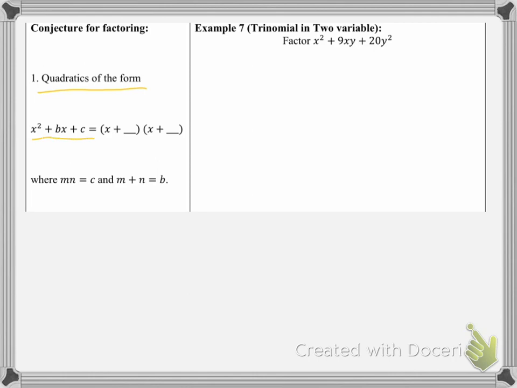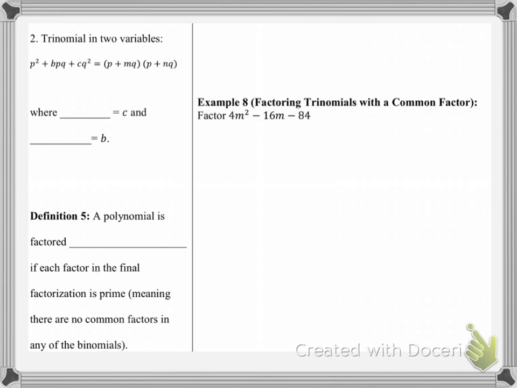So again, just a conjecture: when you take a quadratic x squared plus bx plus c, and again, we're assuming this coefficient is a 1, then when you factor into linear terms, you want x plus m times x plus n, where the product m times n is your constant, and m plus n is your coefficient of the linear term. Okay, so we're going to just omit this for now, and omit this as well.